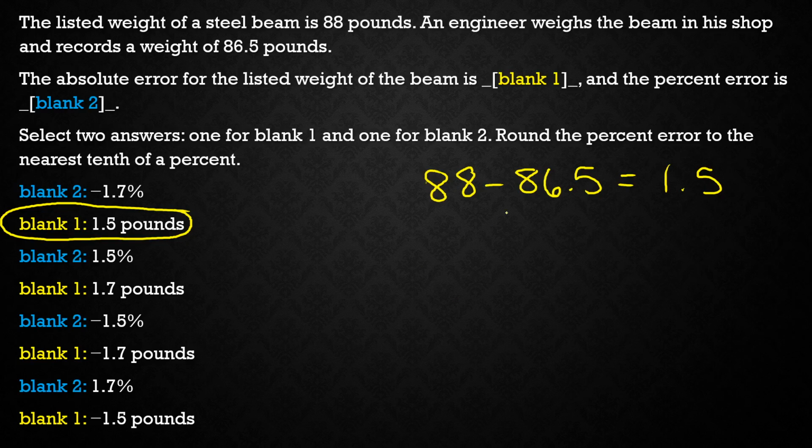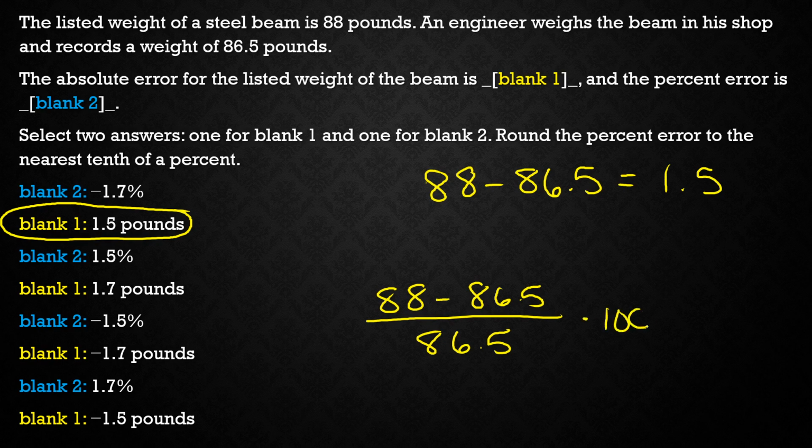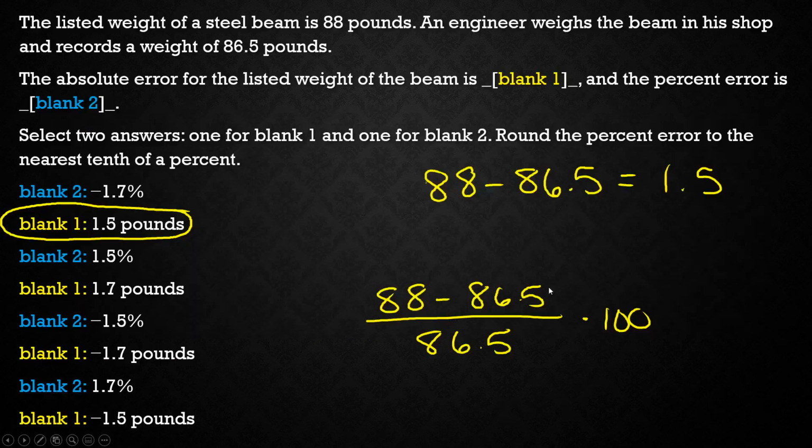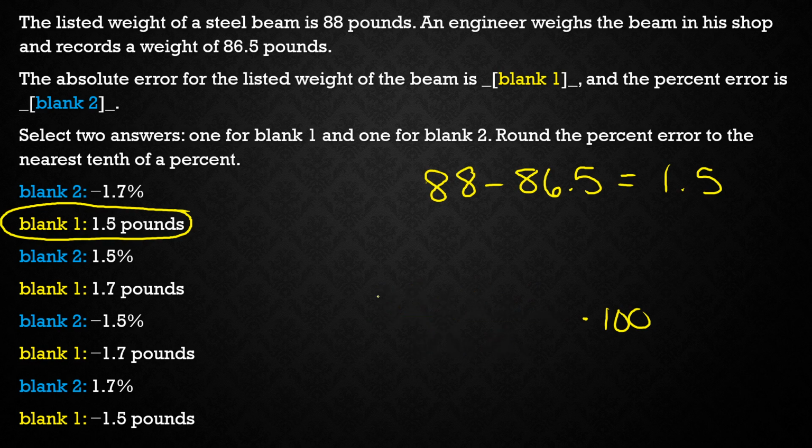So this is where we take this 88 minus 86.5, divide it by 86.5, and multiply it by 100. I'm just going to look here. Yes. Oh, whoops, this is actually backwards. Sorry. I'll go over that in a second, why this is backwards.